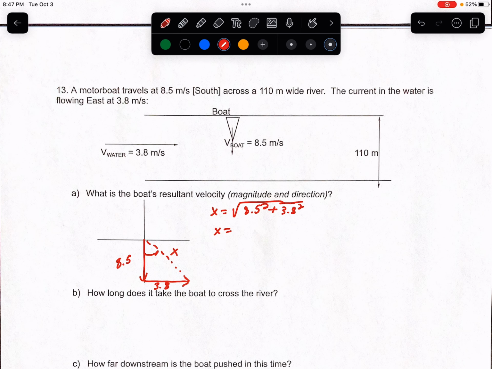I've seen people forget that. I think they get too hung up because they know what to do in the next step and they forget to do that square root. So you're going to get 9.31 meters per second. That is your magnitude.